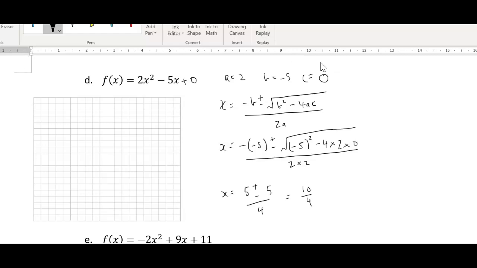So, 0 over 4. So x is equal to 0. So your two x-intercepts are x equals 10 over 4 and x equals 0. I'm just trying to think. You're probably thinking, oh, she doesn't even know what 5 plus 5 is. I'm actually thinking as I'm going.